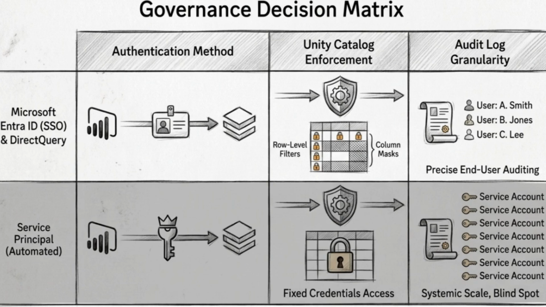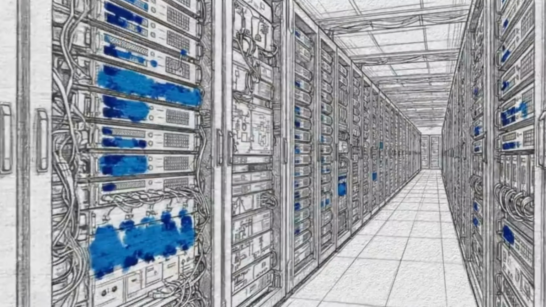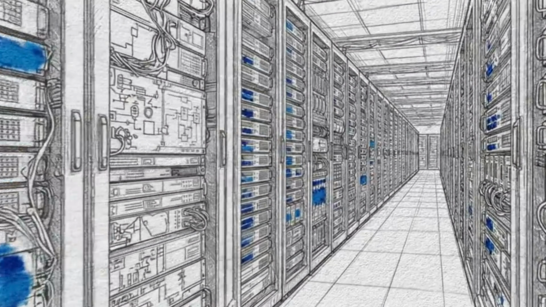In the Microsoft Entra ID path, paired with Direct Query, Power BI passes the viewer's exact SSO credentials straight through to Azure Databricks. Unity Catalog uses that identity to evaluate permissions, enforcing exact row-level filters and column masks for the individual viewer. Compare that to service principals, the standard method for Fabric shortcuts and automated workflows. Because service principals evaluate permissions based on fixed credentials, the system records only that the service account accessed the data. You lose the ability to track which specific end user consumed the report. Data architects must often trade the granularity of user-level auditing to gain the systemic reliability of automated workflows.